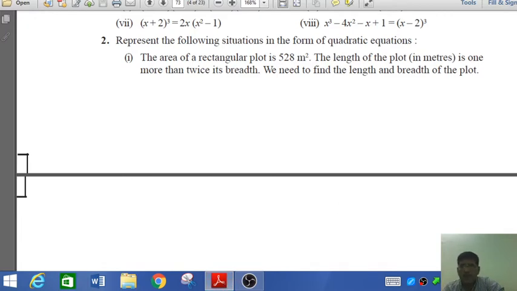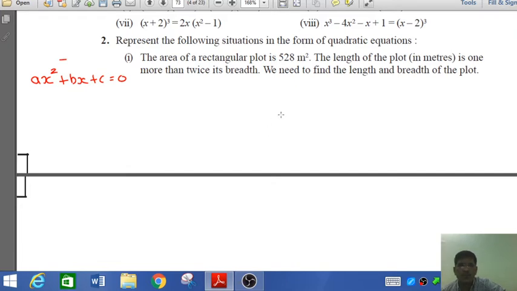Today's topic is to form equations. How can we make an equation? Because the quadratic equation standard form is ax square plus bx plus c is equal to 0. So one statement is given and we have to make an equation.